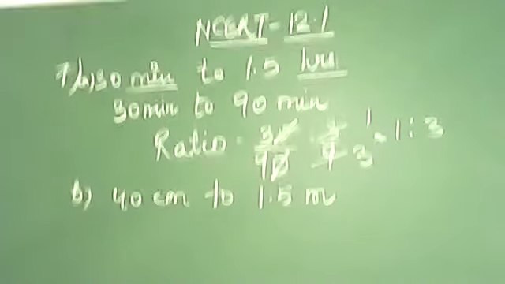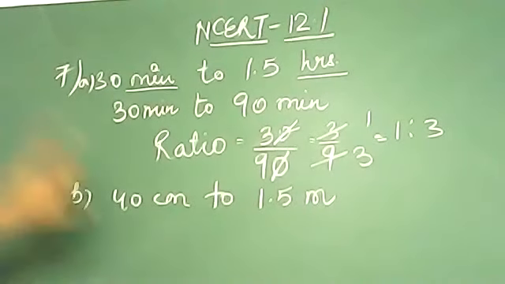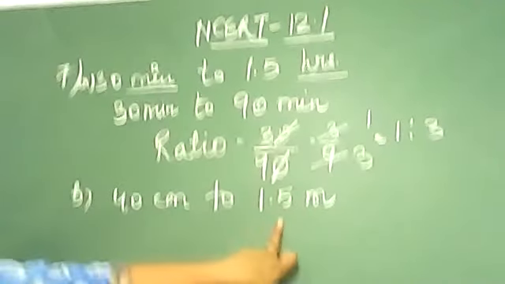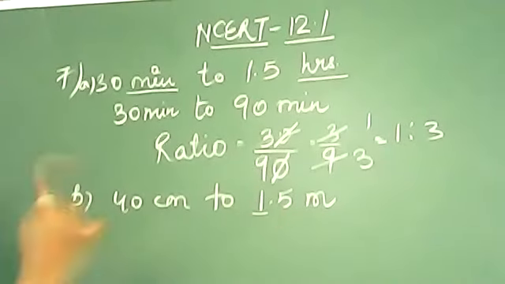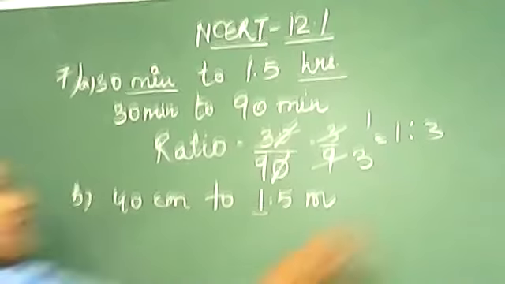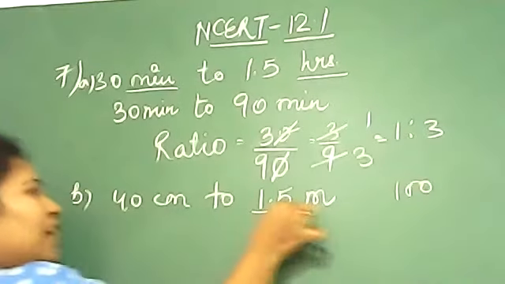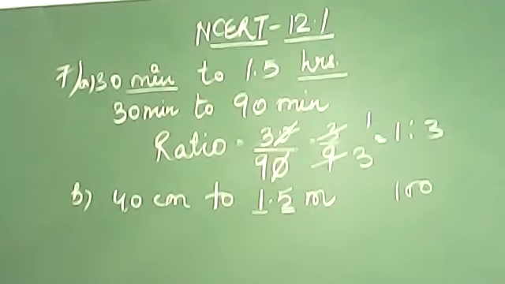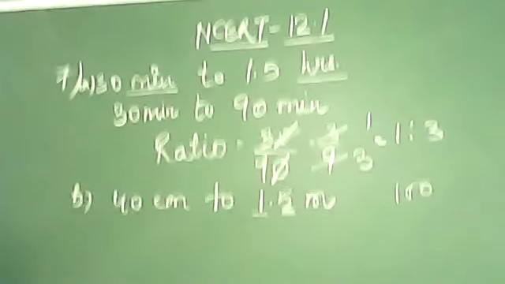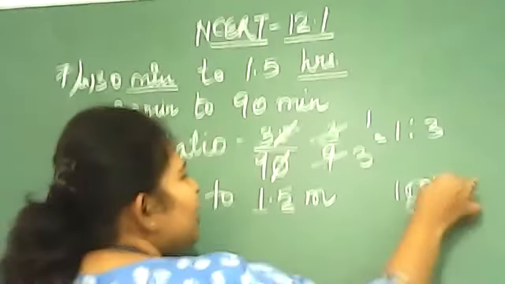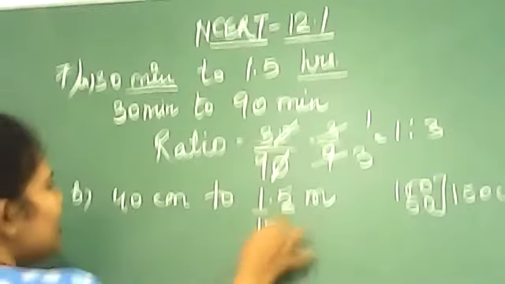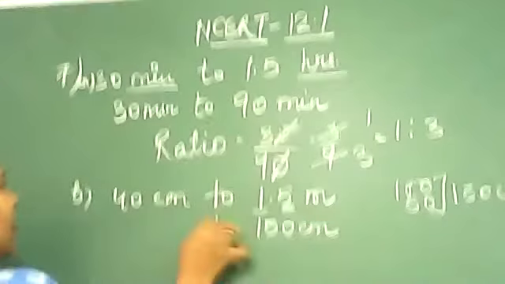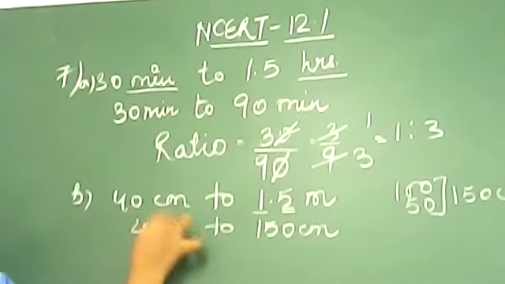Okay. So now question number B of the 7th one only. 40 centimeter to 1.5 meter. Again it is in decimal. 1 whole means you are talking about 1 meter, which means 100 centimeter. 0.5 means again half of the meter. Half of the meter means 50 centimeter. So total 150 centimeter. So in this place you will write 150 centimeter. This is already 40 centimeter.